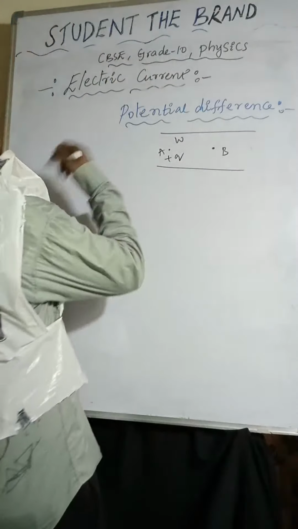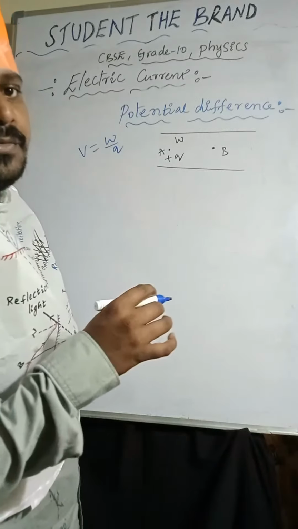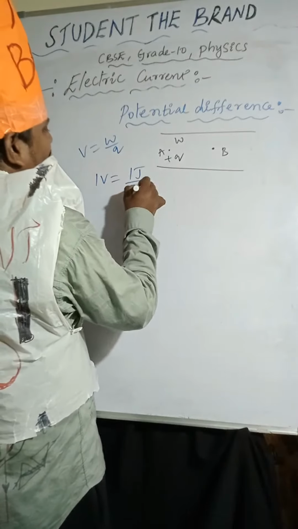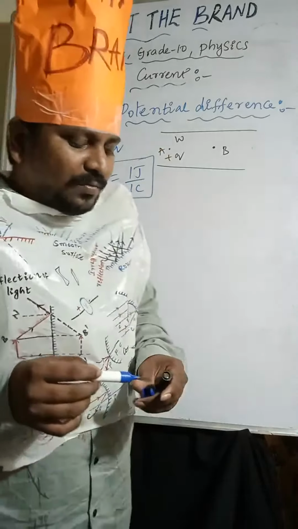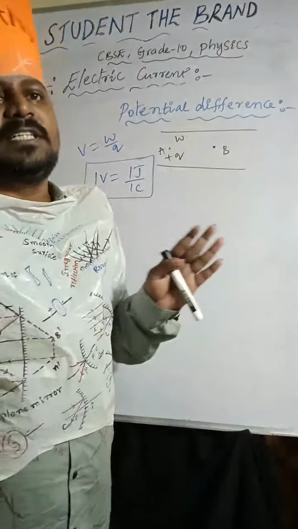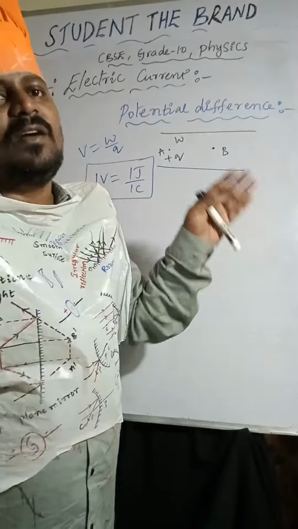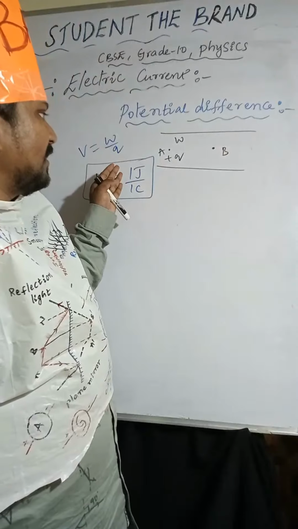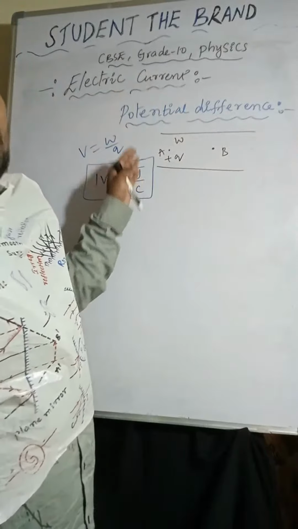V equal to W by Q. What is the SI unit of potential difference? Volt. So 1 volt equals 1 joule by 1 coulomb. 1 volt is defined as 1 joule of work done to bring 1 coulomb of charge from one point to another point.